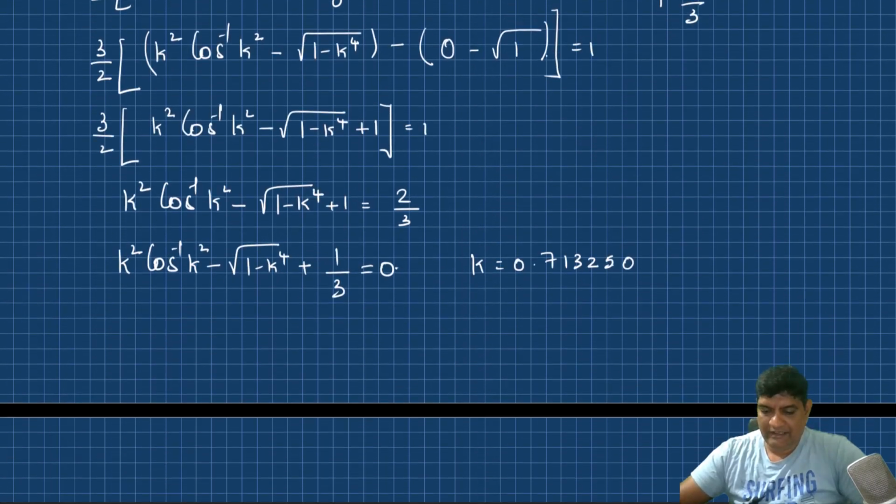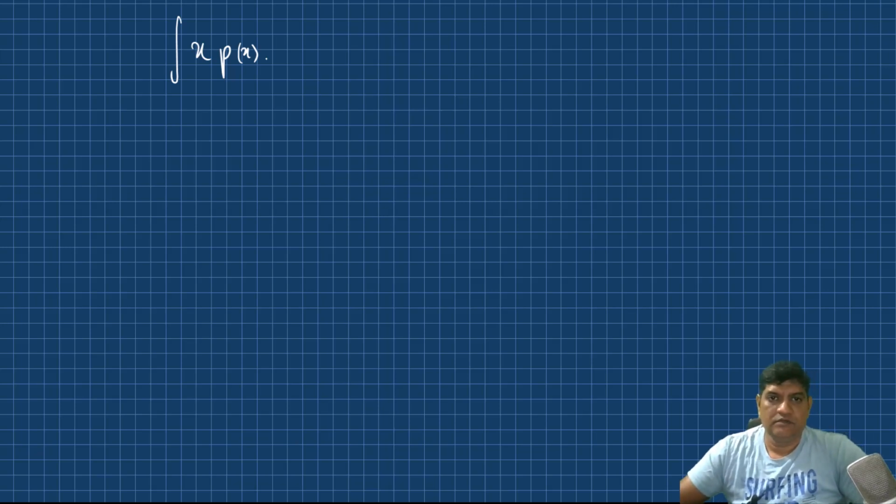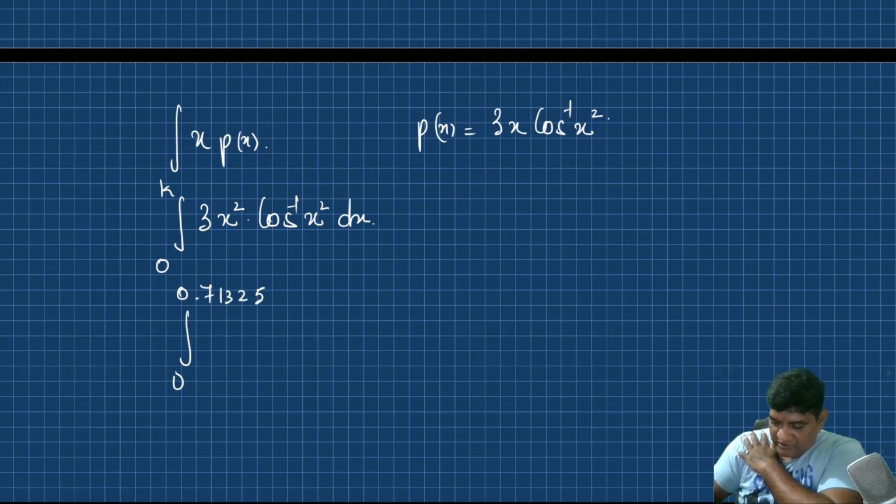Let's now calculate the expected value of x. The expected value of x is simply integral of x p of x. This is how you calculate the expected value of x. So let's go ahead and do that. So I'm going to substitute that here. So this is going to become integral 3x square into cos inverse of x square dx. And this will be integrated from 0 to k. And I know the value for k. The value for k is 0.713250.